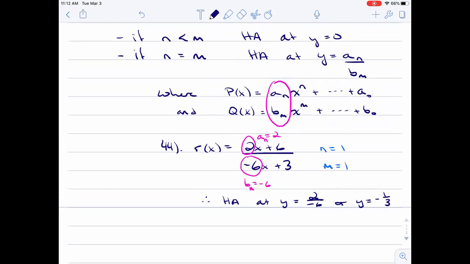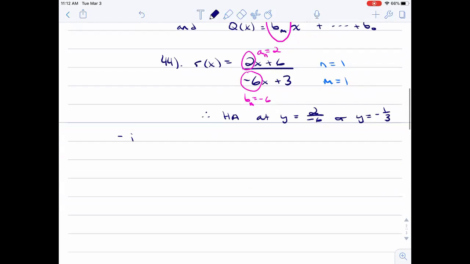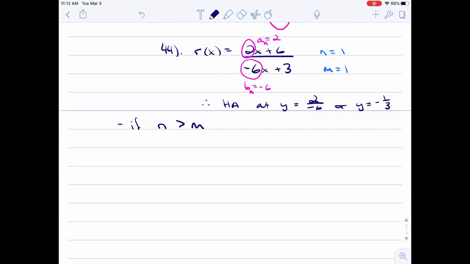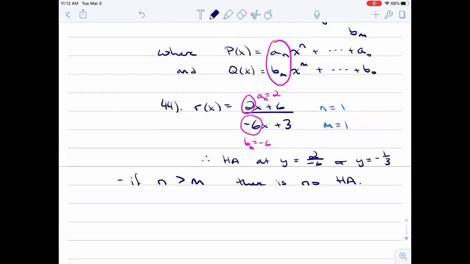And then the last situation is if we have a higher power in the numerator and a lower power in the denominator. So the last one is if n is greater than m, then there's no horizontal asymptote. There is no horizontal asymptote. So it just depends on how these degrees compare to each other.